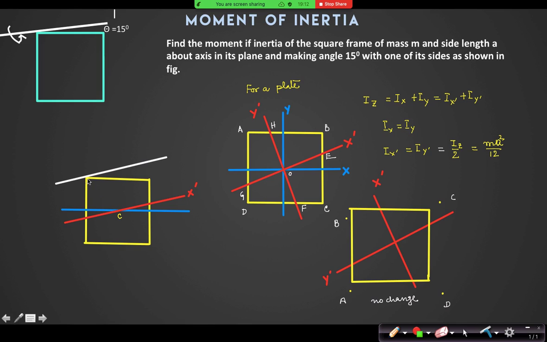Sir, I mean a by 2. No, it's not a by 2. You should know this perpendicular distance. Sir, 15 degrees, that's what I'm saying. What is this perpendicular distance?